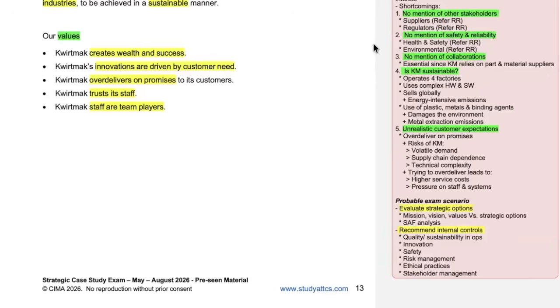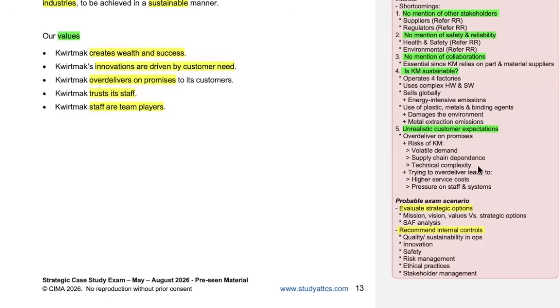And also, are we offering unrealistic customer expectations? Because I mentioned the fact that we are trying to over deliver on our promises. As per the risk report of your chosen company, we are exposed to volatile sales demand, which is one of our main risks. And we are totally dependent on our suppliers, and we are exposed to technical complexity as well.